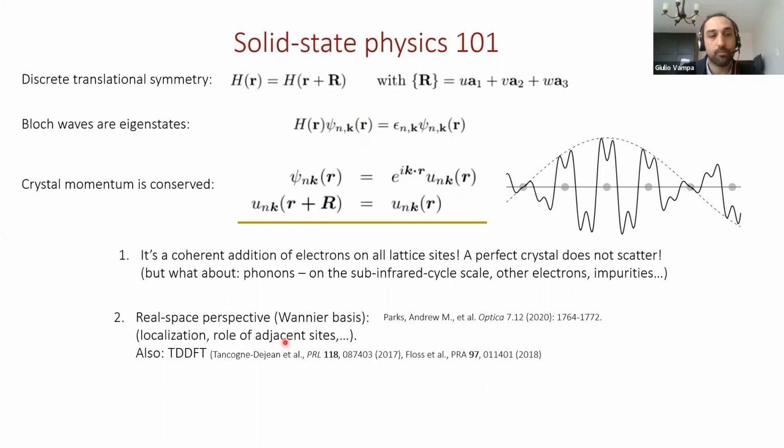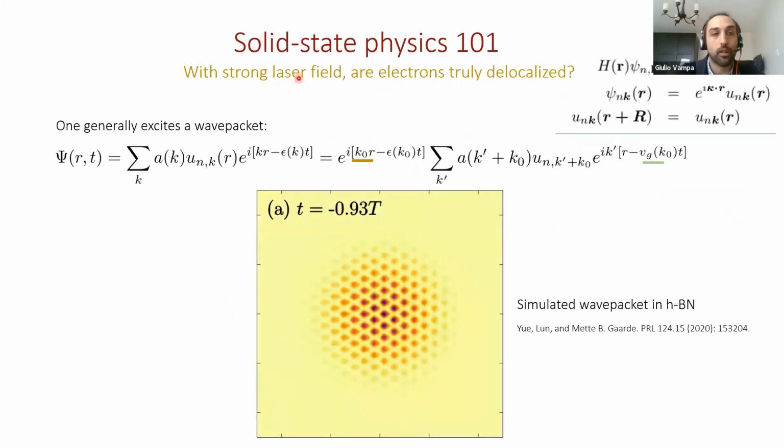And address this representation is more used to address issues such as how localized is the wave packet, what's the role of adjacent sites, and so on. And there are also other methods, density functional theory, and so on and so forth. Now, are the electrons truly delocalized, though?